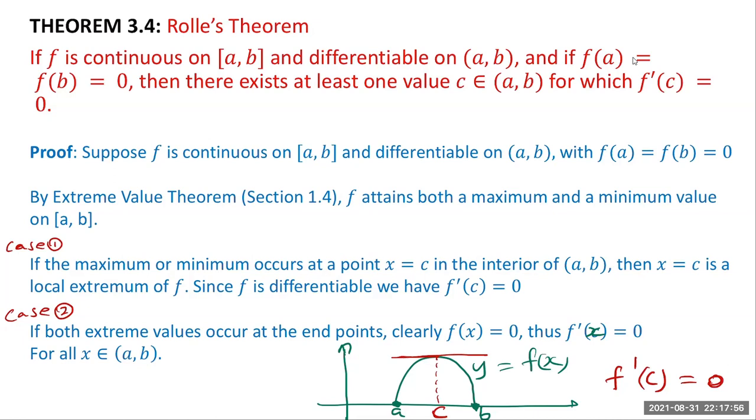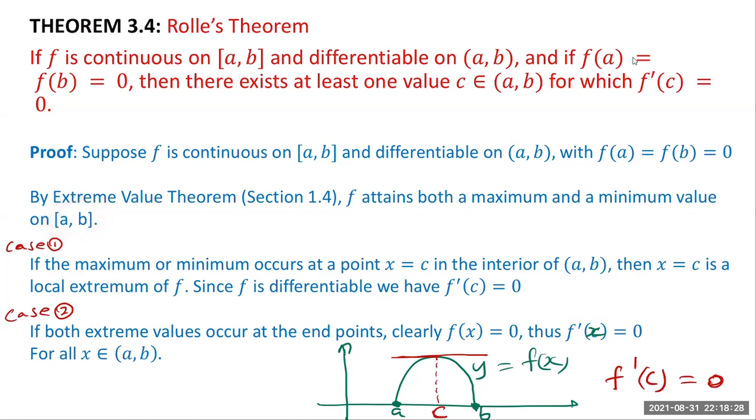Let's quickly prove Rolle's theorem. So let's assume the hypothesis holds. Suppose f is continuous on the closed interval a comma b and differentiable on the open interval a comma b with f of a equal to f of b equal to 0. Then by the extreme value theorem that we learned in section 1.4, f attains both a maximum and a minimum value on the closed interval a comma b.